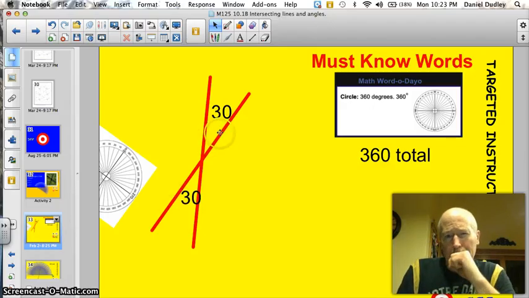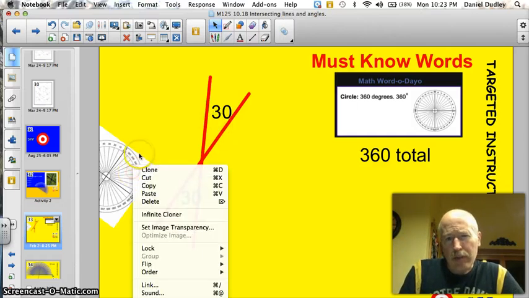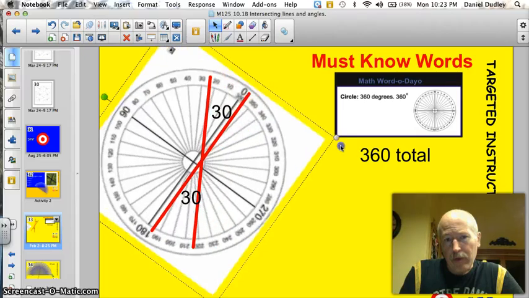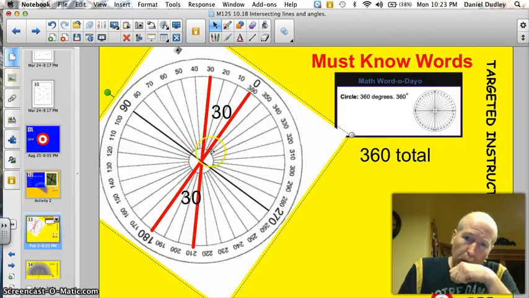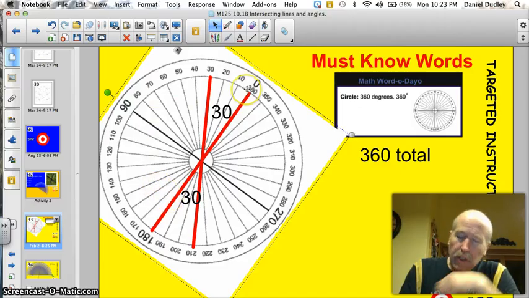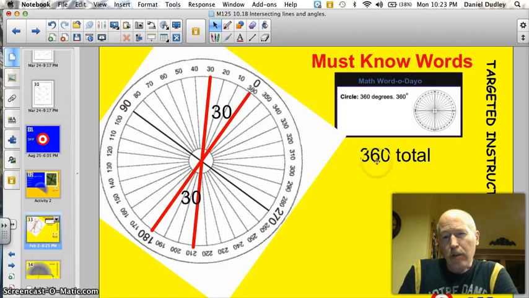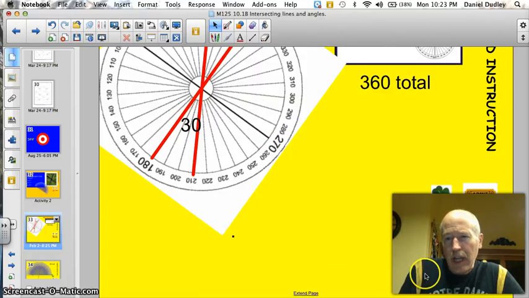Now, if you think about this protractor laying on its side, if this angle here is 30 degrees, then this angle from here to here is going to be 180 minus 30 degrees, because here's just this little chunk. And a half circle is 180 degrees. 360 in the total circle. Half circle, 180 degrees. So this guy right here has got to be 150 degrees.